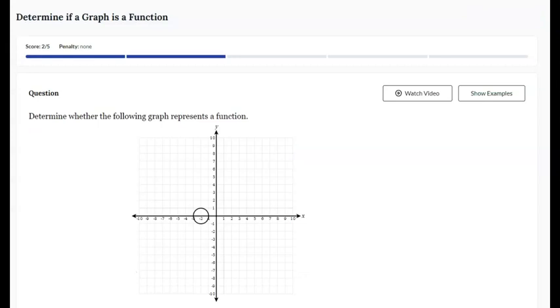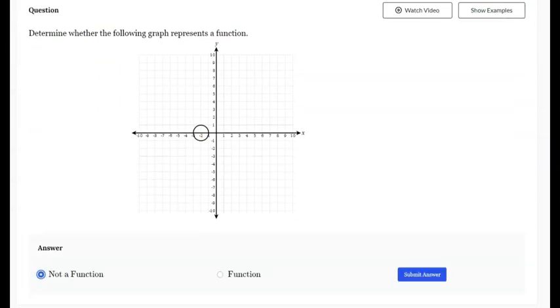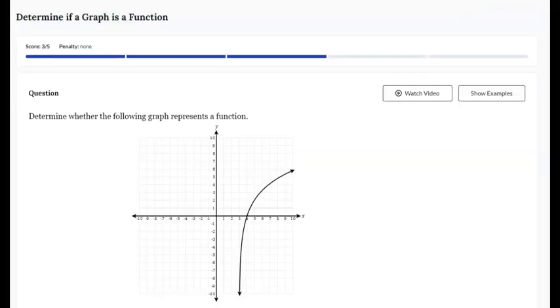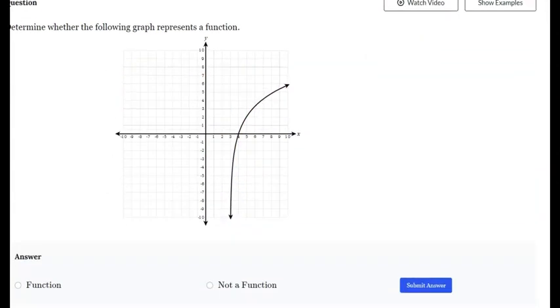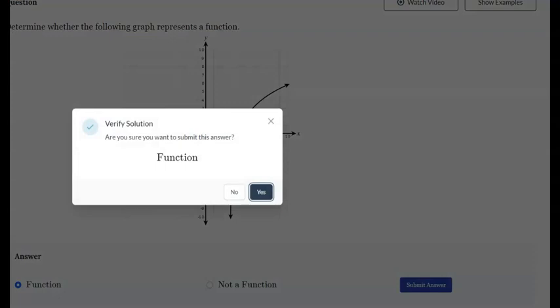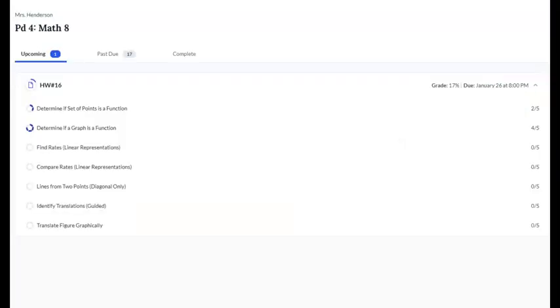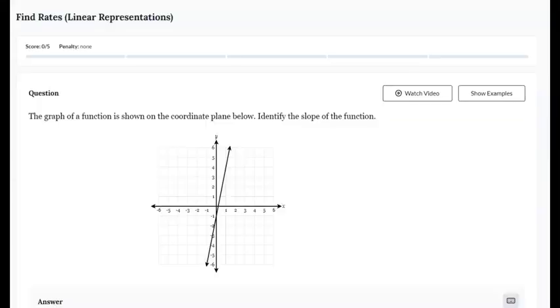So this is not a function because it fails the vertical line test. This one is not a function. It would fail this vertical line test. It's not a function. This one here is a function because when I slide my line across, I never touch the graph twice. So this one is a function. Okay, let's go back and take a look at the next topic, finding rates.